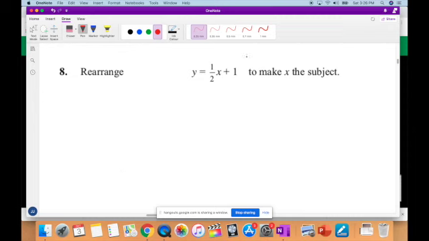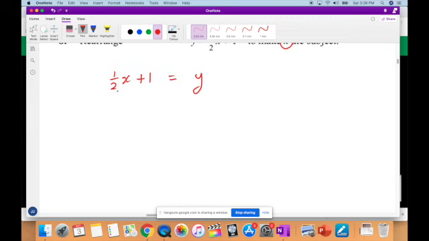So I have to rearrange this to make x the subject of the formula. First I'll rearrange it. I'll just switch the sides. So I have a half x on this side plus 1, and that is going to be equal to y on this side. And I want x to be the subject.